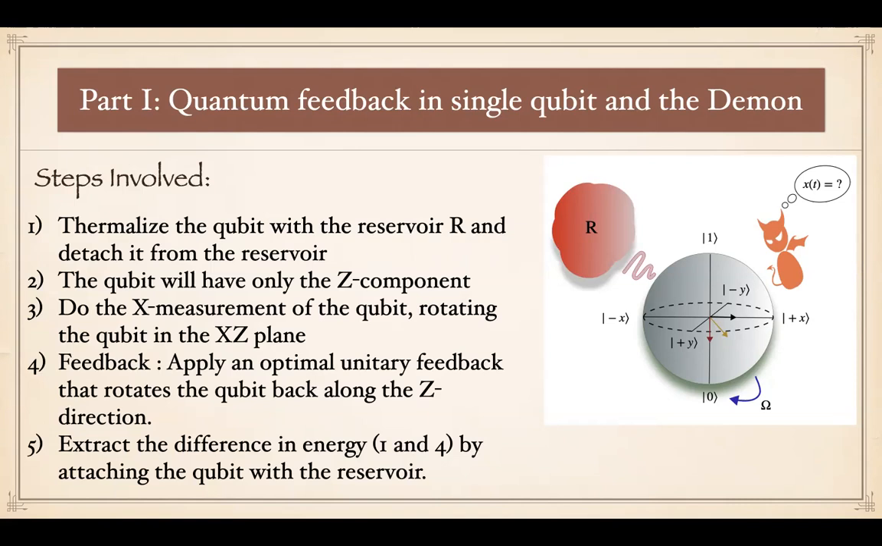Without stressing a lot, because I think this has been discussed many times during this workshop. So this is the same basic principle where you do incompatible measurement and you rotate back and you thermalize your qubit, extracting the amount of work that is given by the difference in length of the Bloch vector.